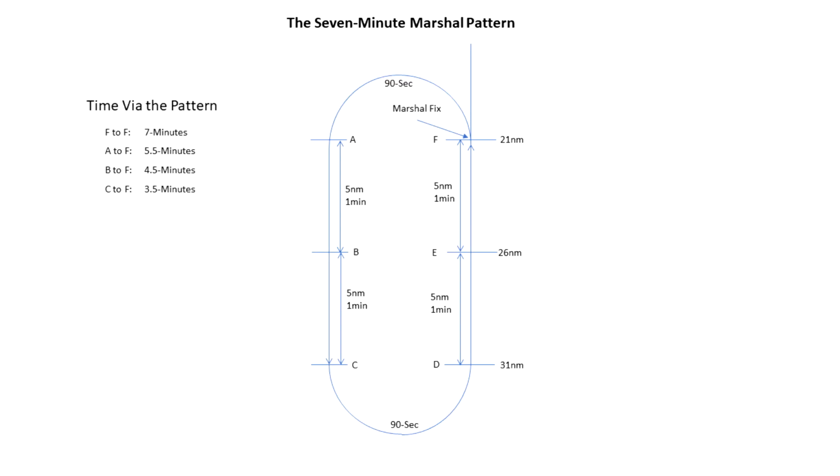The key takeaways for flying the Marshal pattern are the following. 1. Know how much time is remaining to your push time. Use and set the CD timer. 2. Know how much time it will take to fly from where you are or from key points in the pattern to your Marshal fix via the pattern. 3. Use autopilot and the heading bug. At 300 knots, this will give you a 90-second, 180-degree turn.